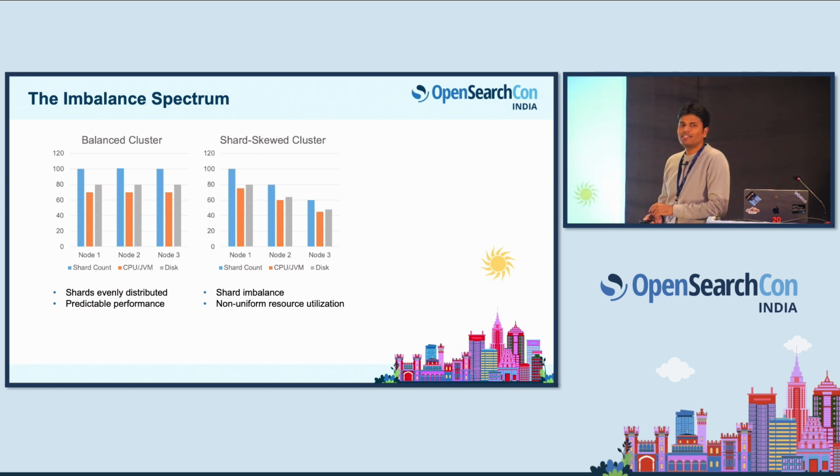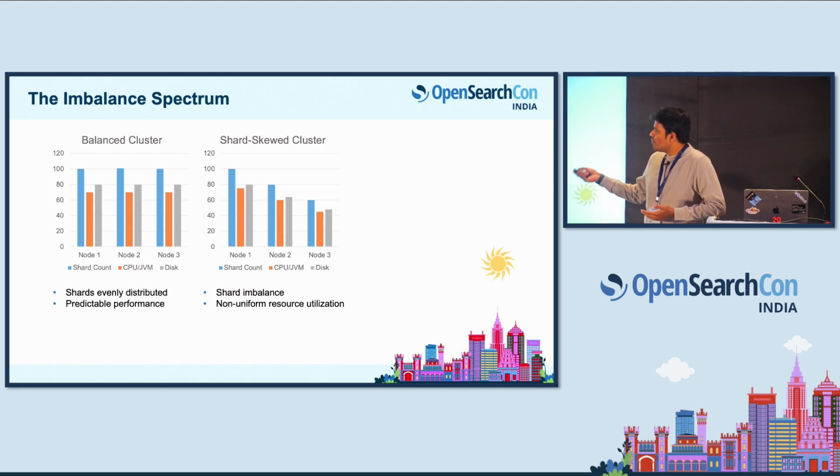What we often see is that the shards are not distributed evenly, right? In which case some nodes are running with a high number of shards and some not with very high. There is definitely a shard imbalance, and due to that we see an implied non-uniform distribution of resources, right?